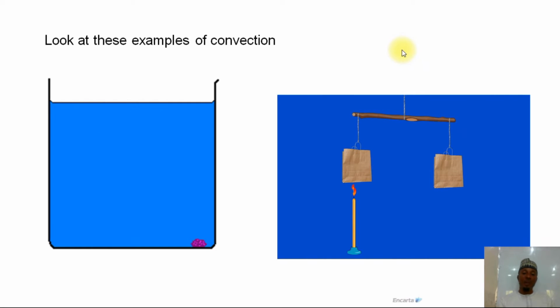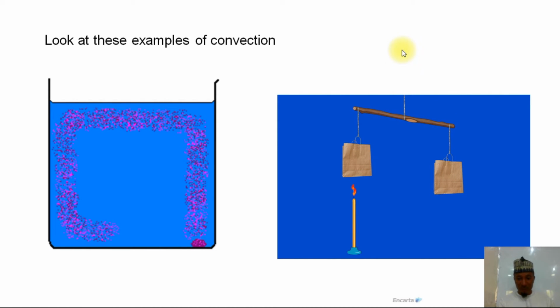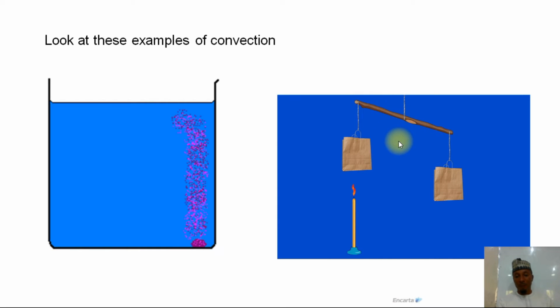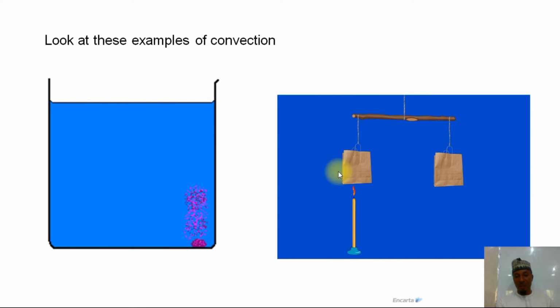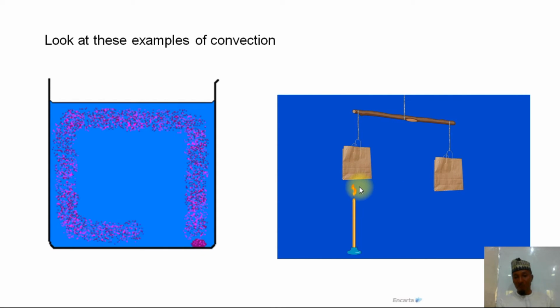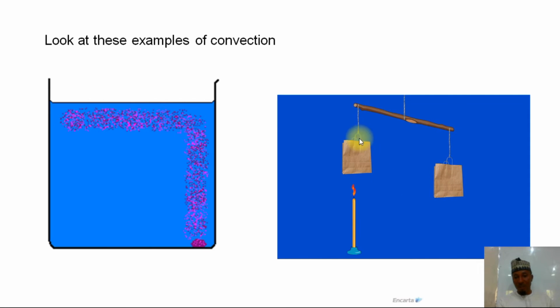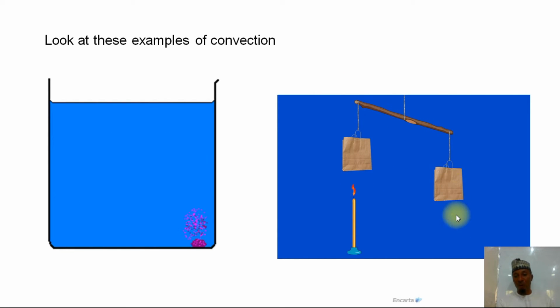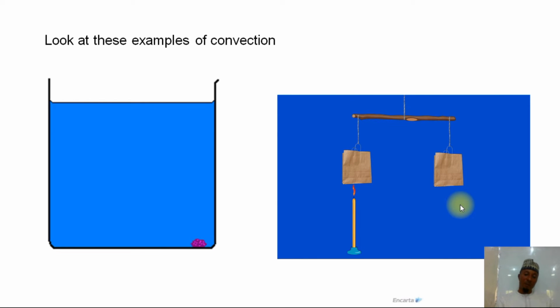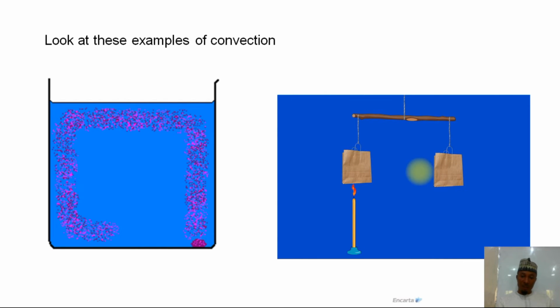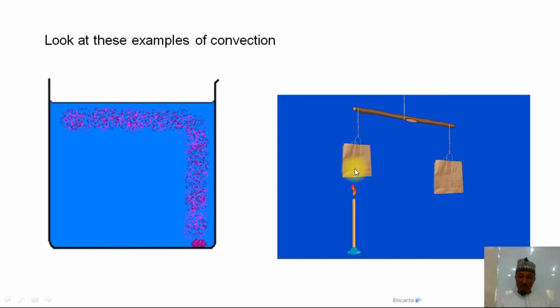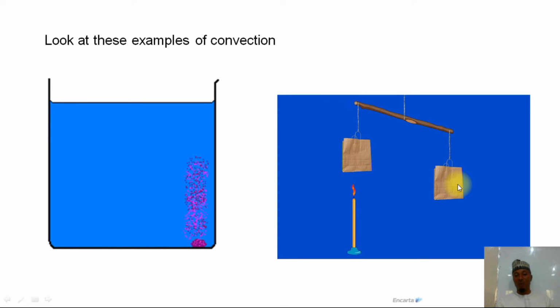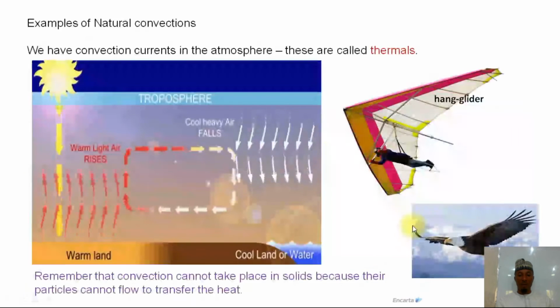We can ascertain that this is exactly what's happening using this apparatus here. These two bags contain just air. When you hit one of the bags, you will notice a rise on that side and then a drop or a fall on this other side. The reason is because of the variation in their density. The less dense or lighter one goes up, and the more dense or heavier one falls back. Okay?